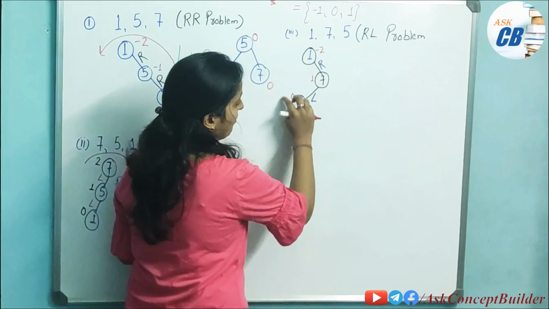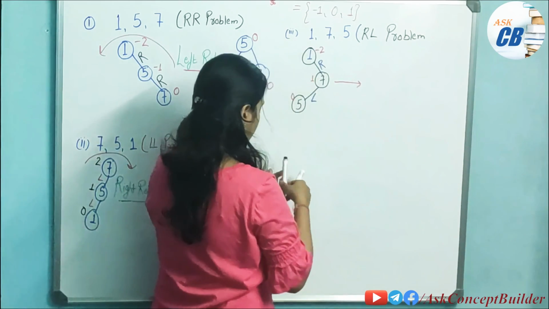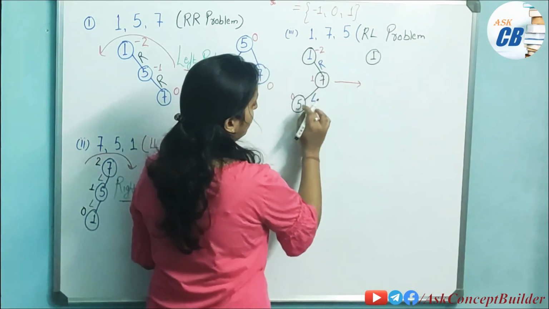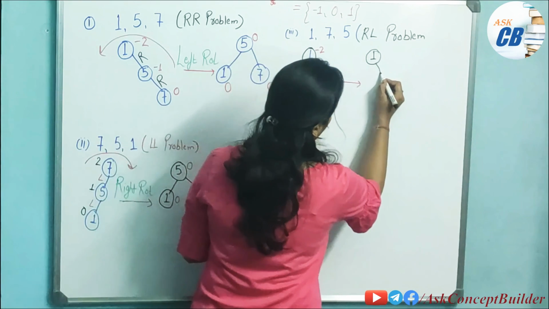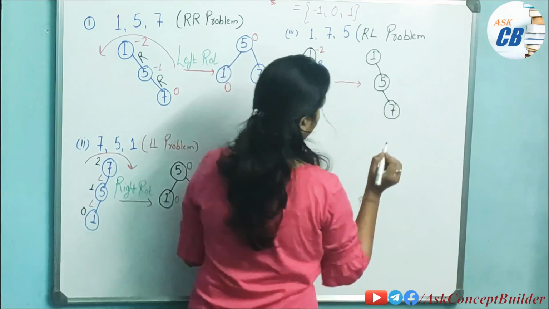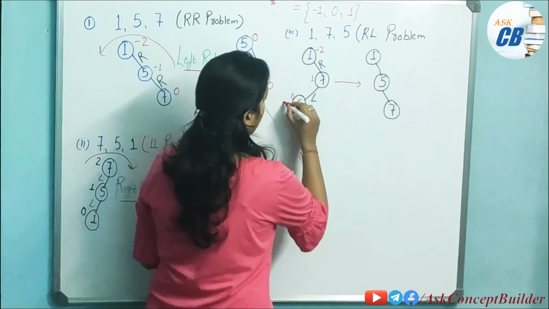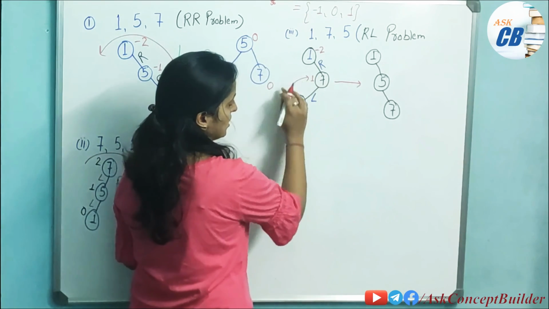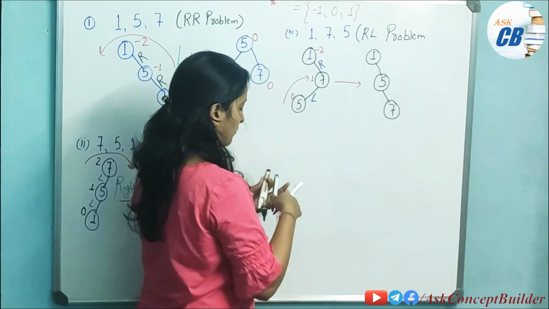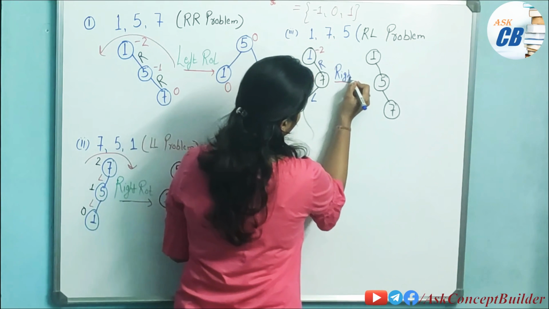5 will come above and 7 will come down. So after a right rotation, this tree will become 1, then when you move it to the right side, 5 will come above and then 7 comes here. Okay, fine. This is the way it will come. See here, if you perform a right rotation on these nodes, 7 will come down and 5 will go above. So what we have done here is we have performed the right rotation.